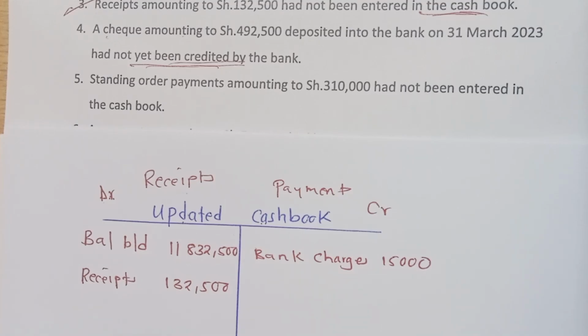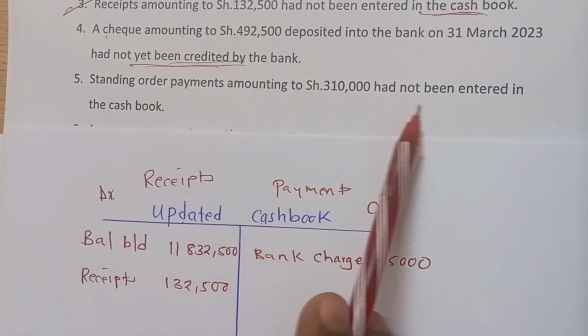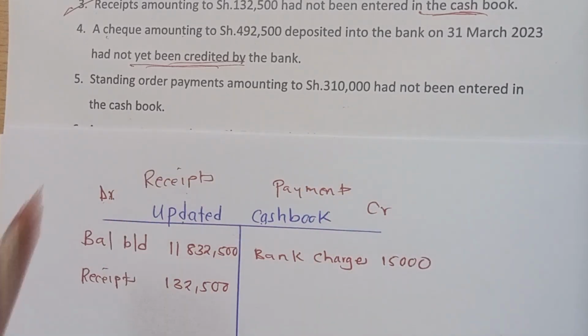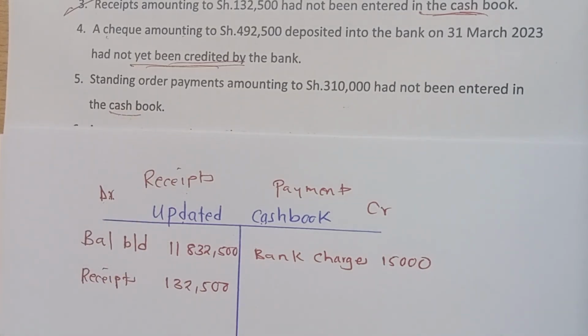You are told that standing order payments amounting to 310,000 had not been entered in the cash book. So it needs to be entered in the cash book, but it has not yet been entered. A standing order is an instruction that you give to your bank to make a regular or fixed payment from your bank account to another account, usually on a specific date.